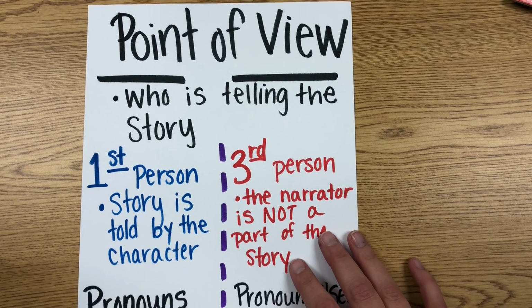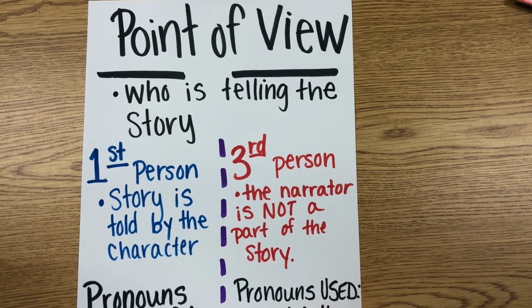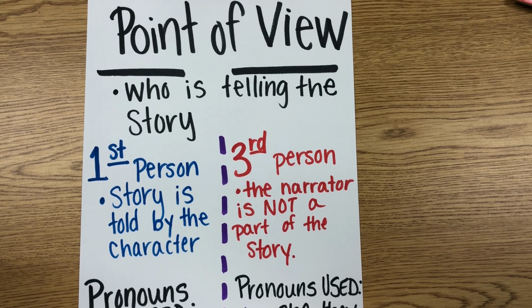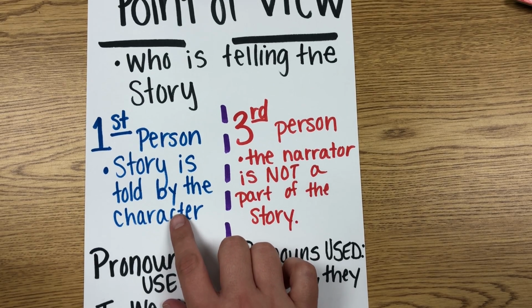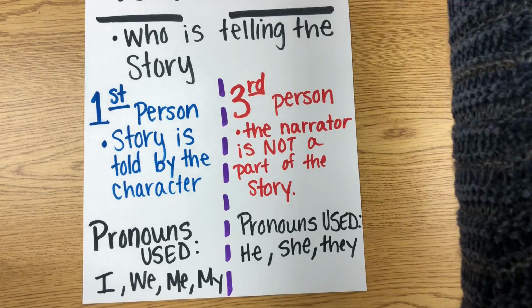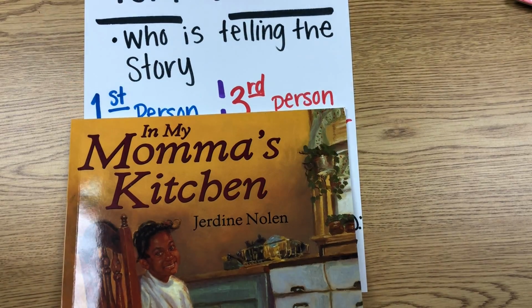We have first person and third person. So we have two types of point of view. First person point of view is when a story is told by the character. First person means you're actually in the story. So they're going to use the pronouns I, we, me, or my. That is first person. Some examples of first person that we have read is In My Mama's Kitchen.